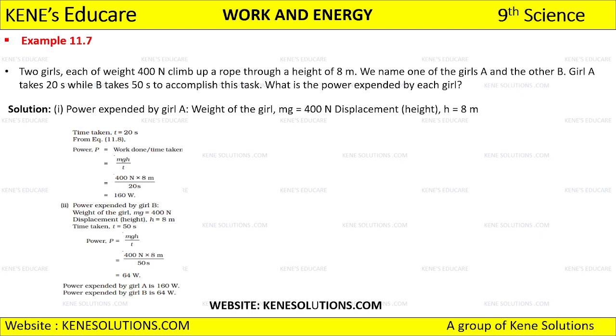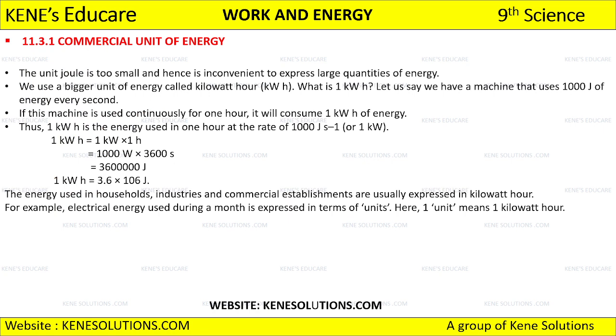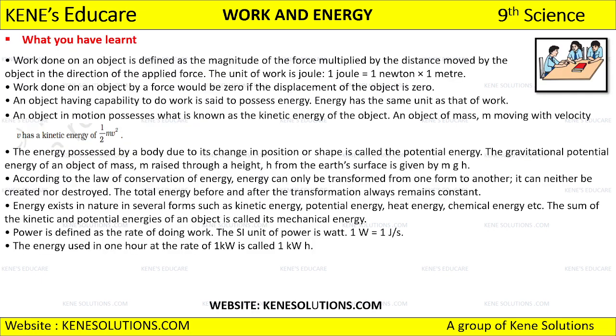Then we have another example to discuss, and we'll go through how we can exactly solve this example. Then we have example 11.8, we'll discuss this. And at the end, the last topic for the lesson is the commercial unit of energy. After discussing this, we have the summary discussion for the whole lesson, that is work and energy. After this summary, we have exercise questions, altogether 21 exercise questions, which we will be discussing. I'm going to show them to you one by one. Please go through them thoroughly.